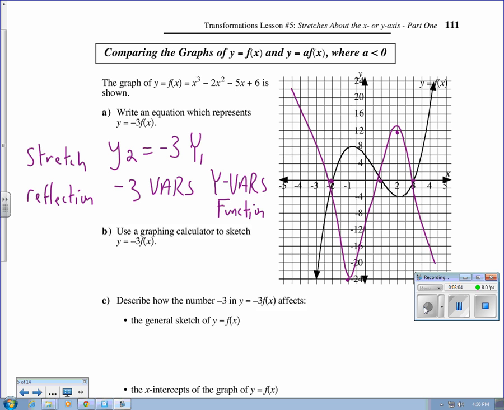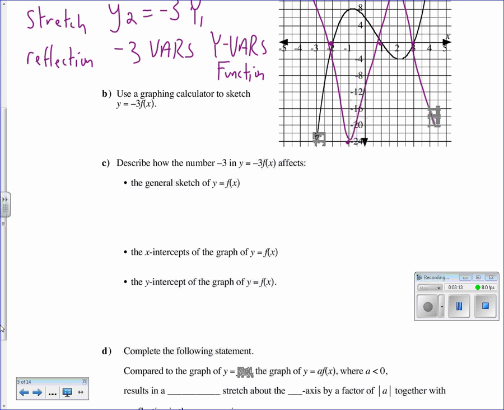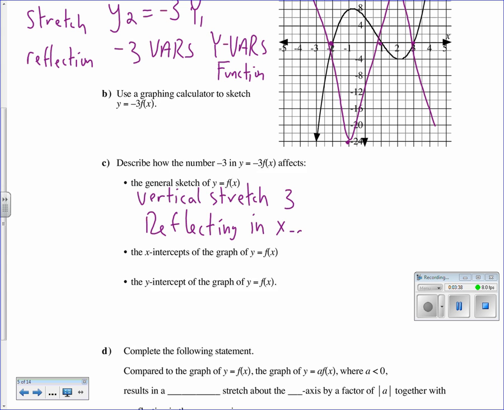Let's draw. Right now I actually love my graphing calculator. So how does the number 3 affect what happened? I have a vertical stretch. I stretched vertically: a vertical stretch of 3. But that -3 is technically a reflection. I'm now reflecting in the x-axis. So it was a vertical stretch of 3 about the x-axis.